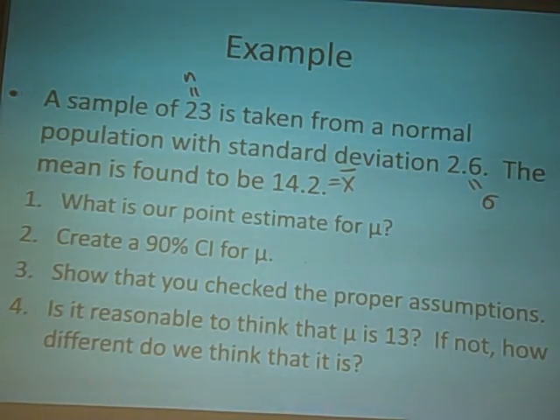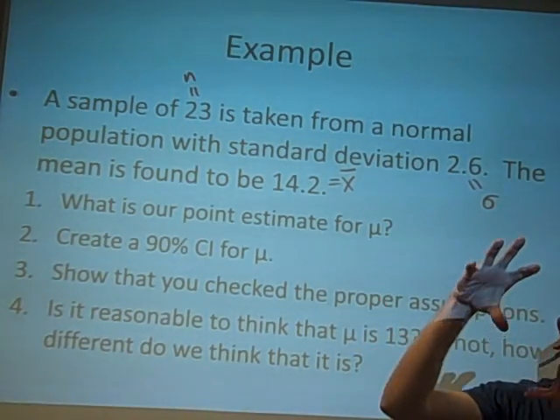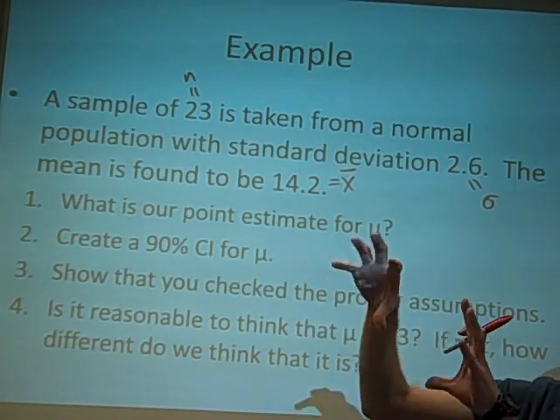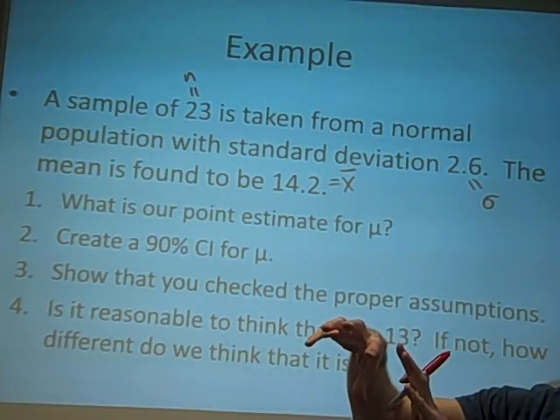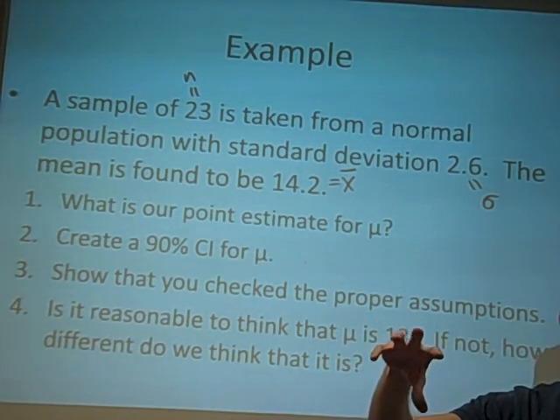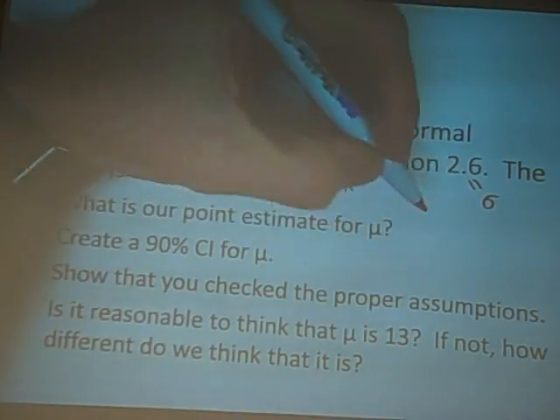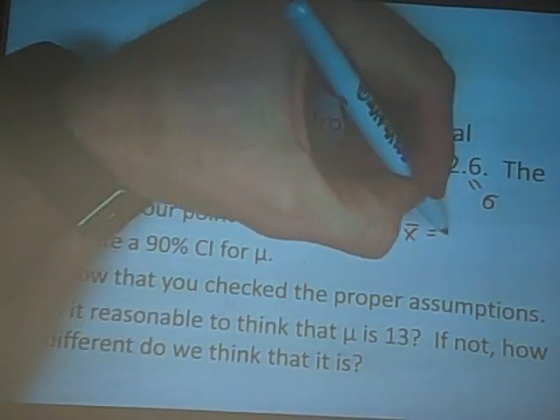Okay, so what's the point estimate for mu? Remember, the idea is, over here in this population, you've got some big population where mu is the actual average of all the values in the population. We took a sample. What statistic over here in the sample is going to give us a point estimate for mu? X bar. So the point estimate for mu is just x bar, which is 14.2.